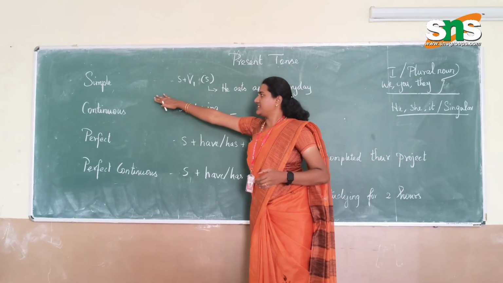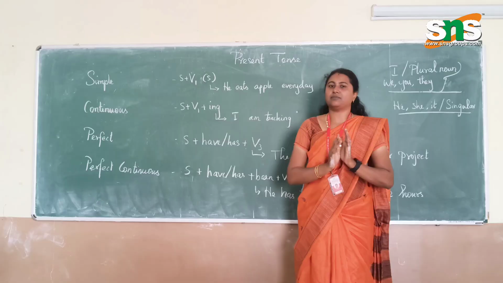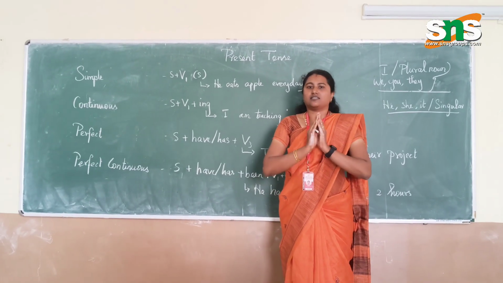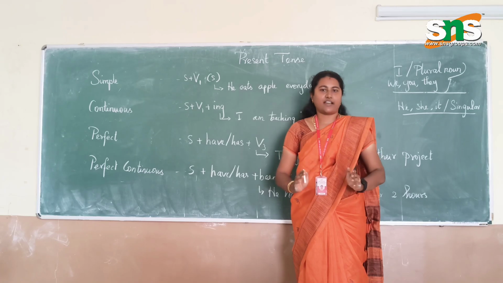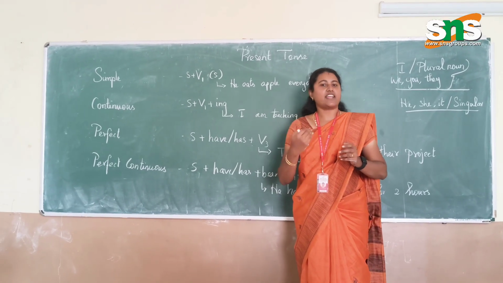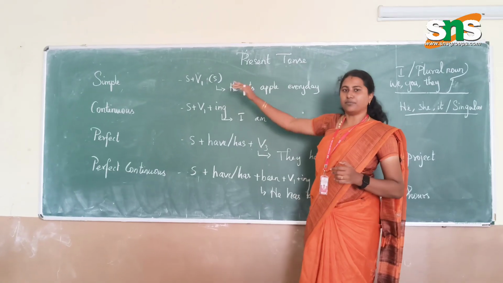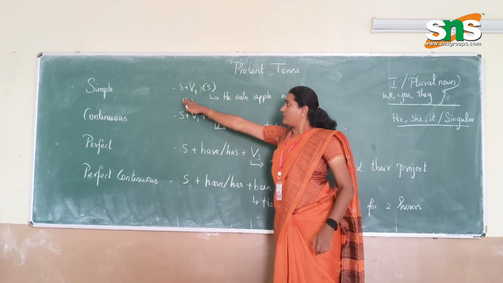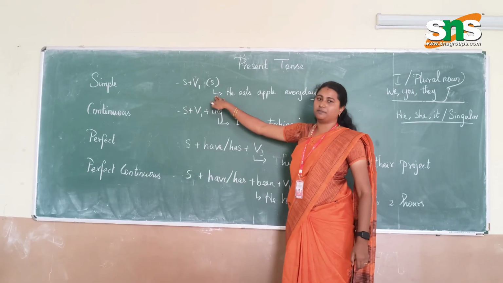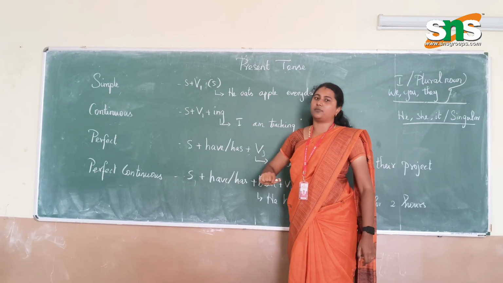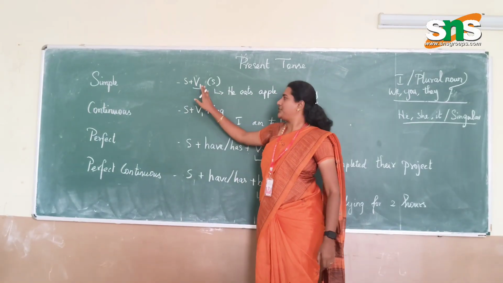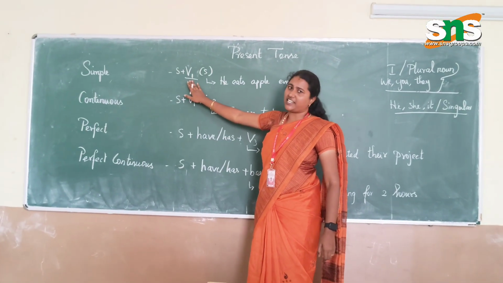So for simple tense, we use simple present tense in situations where someone is talking about facts, universal truth, or a regular everyday activity. The formula for simple present tense is subject plus V1 form of the verb. That is the base form of the verb.